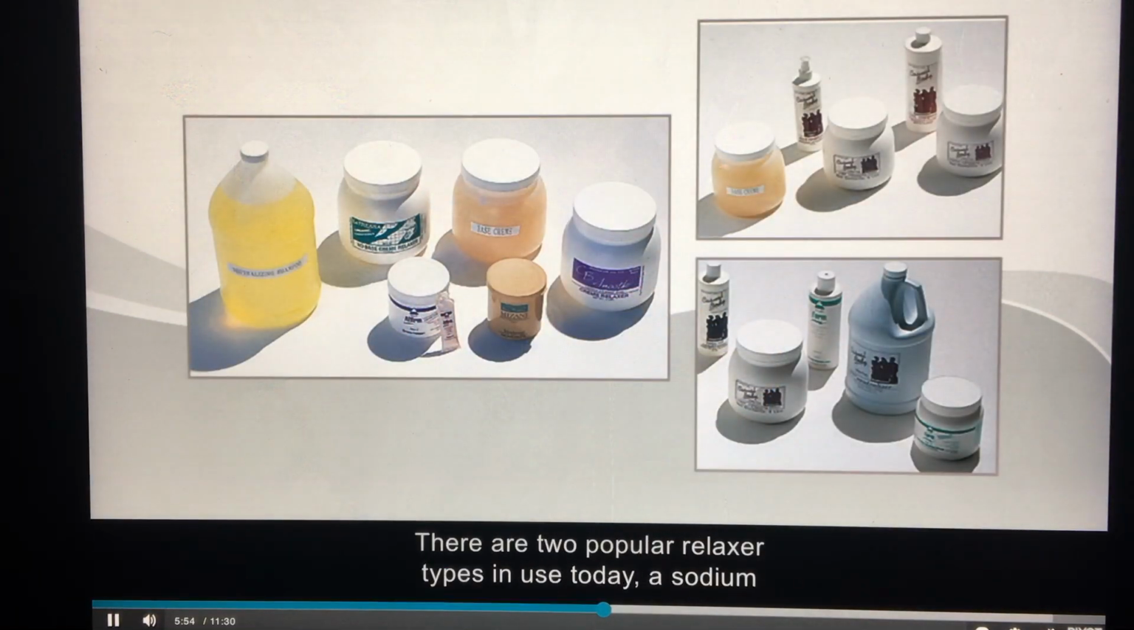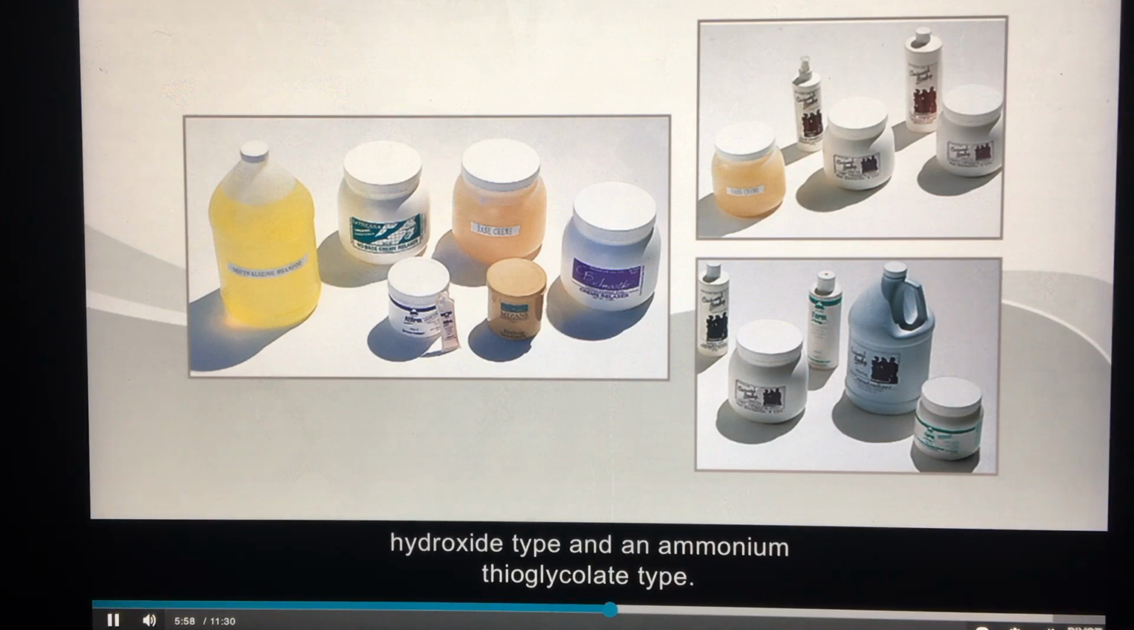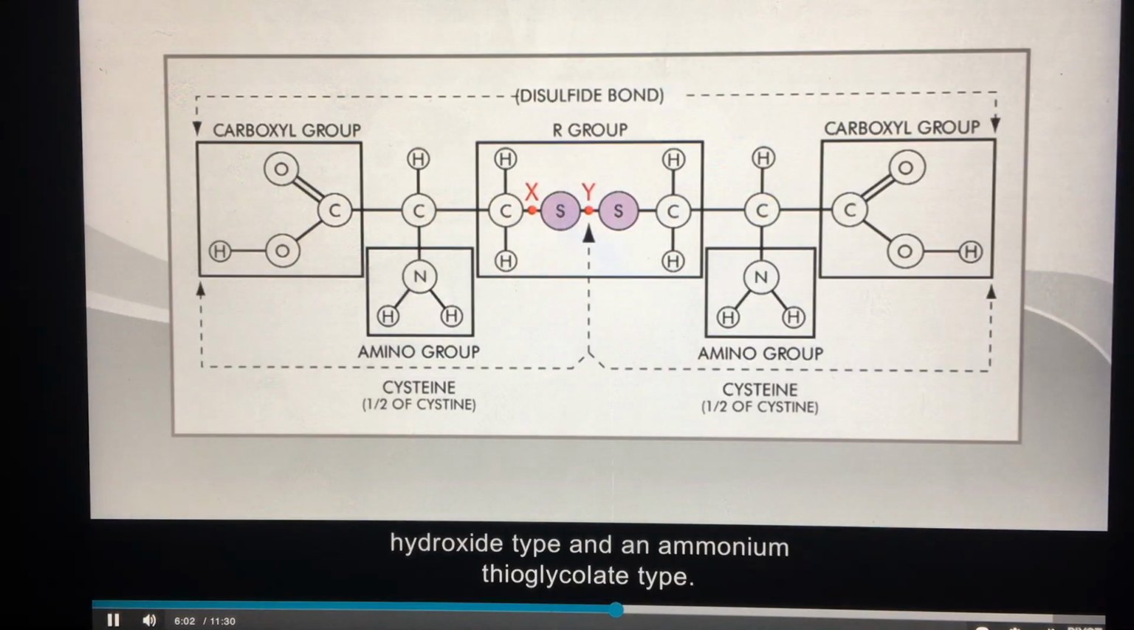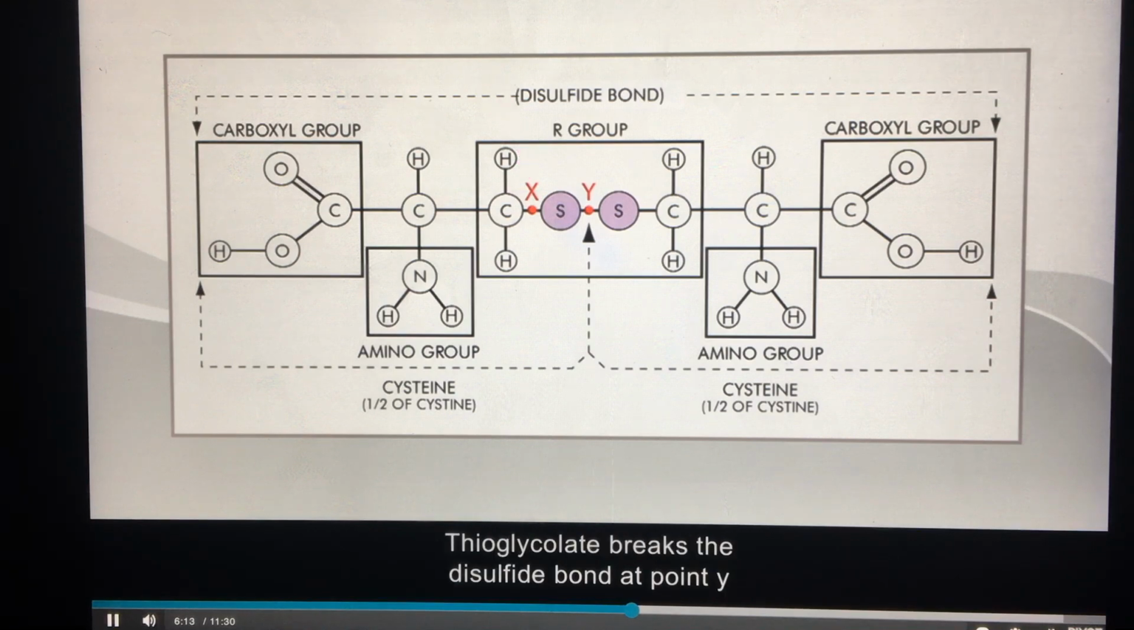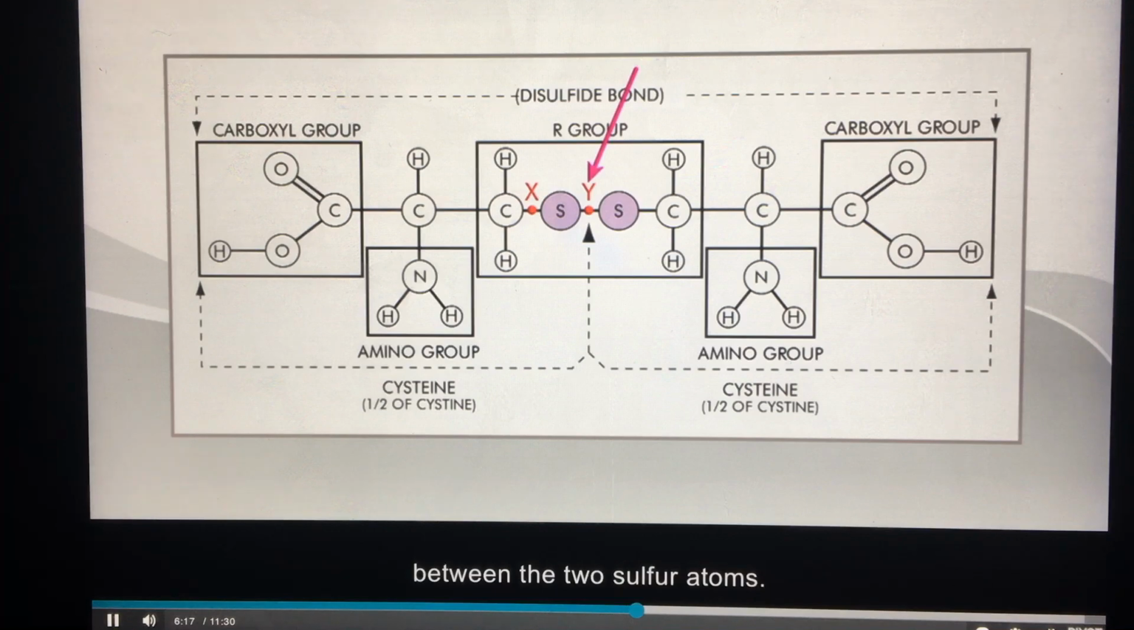There are two popular relaxer types in use today, a sodium hydroxide type and an ammonium thioglycolate type. When chemically relaxing hair with sodium hydroxide, the disulfide bonds are broken at point X between the first sulfur atom and the adjacent carbon atom. Thioglycolate breaks the disulfide bond at point Y between the two sulfur atoms.